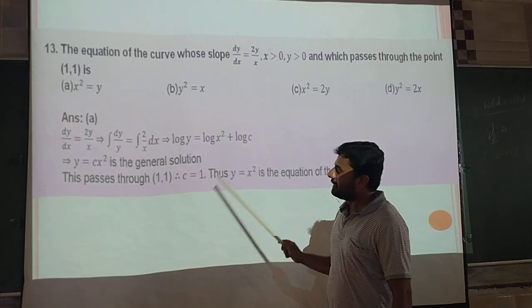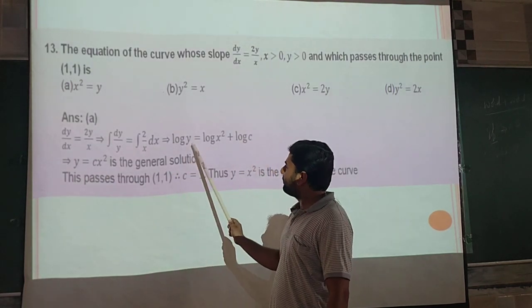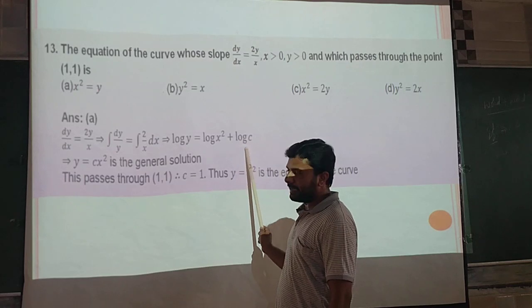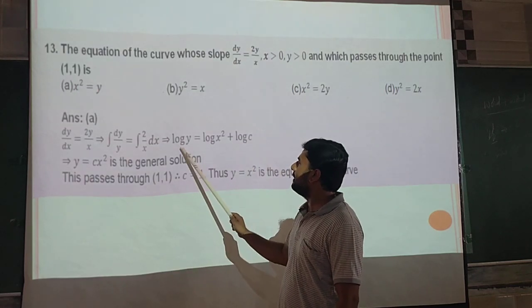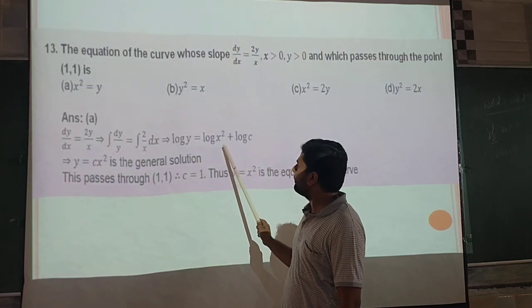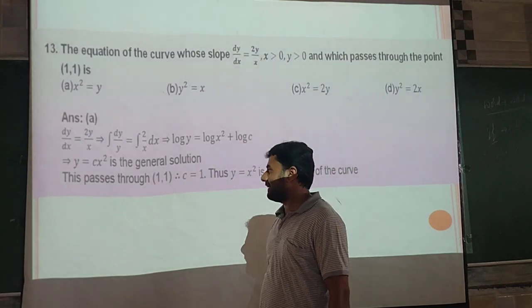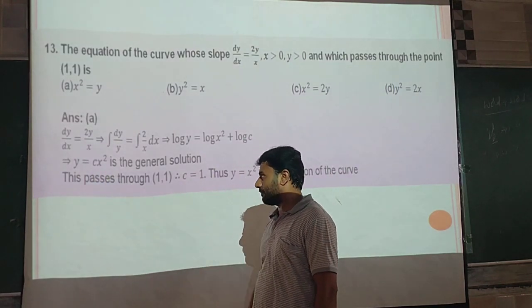constant log c. Then, of the form log m plus log n, you know that log of m into n. Then log y is equal to log of x square into c. Log on both sides gets cancelled, remaining y is equal to cx square.